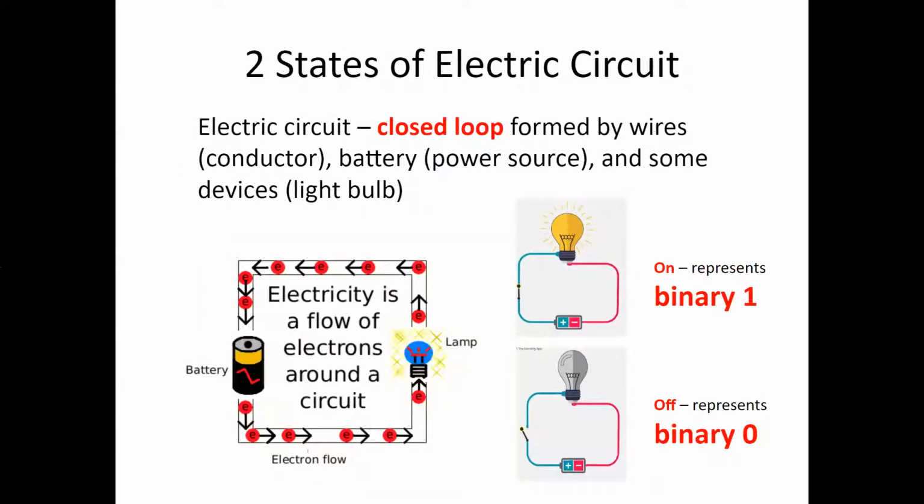So there are two states of an electrical circuit. On the right, you can see when the switch is closed and the circuit's on. This represents a binary 1. You can also see when the switch is open and the circuit's off. This represents binary 0. You should remember this.